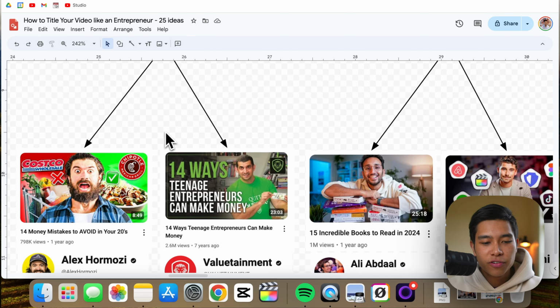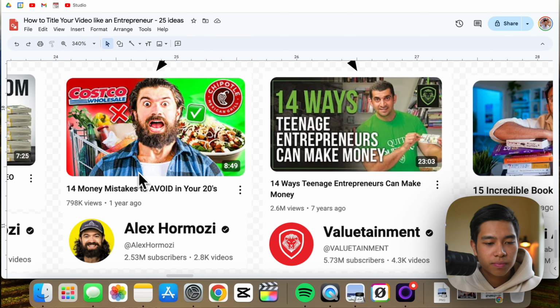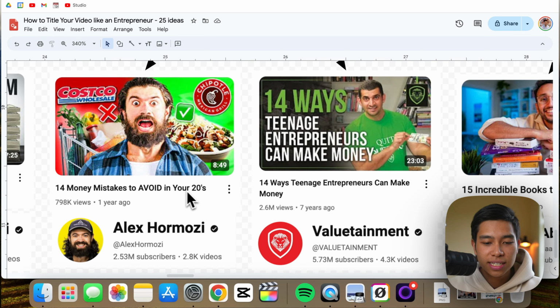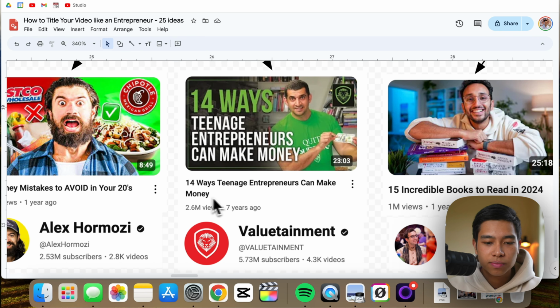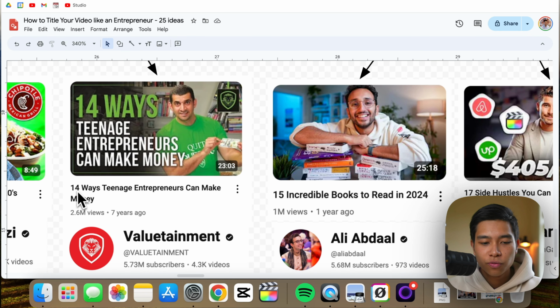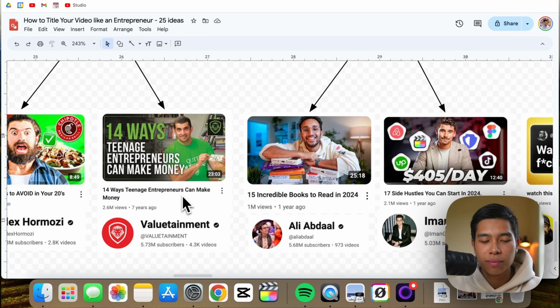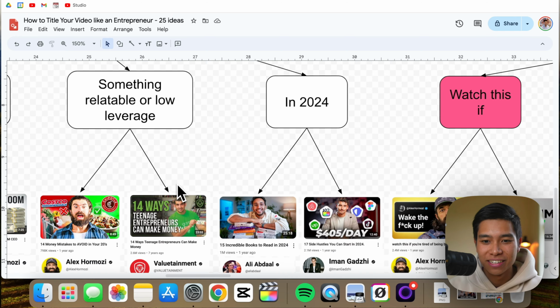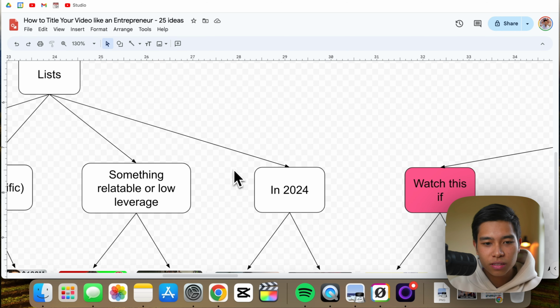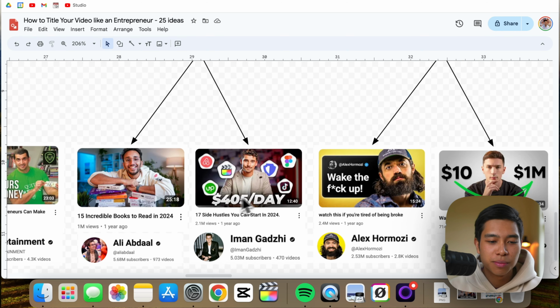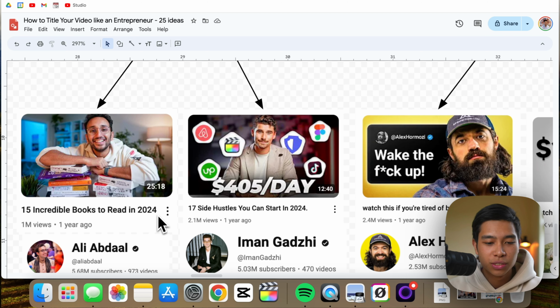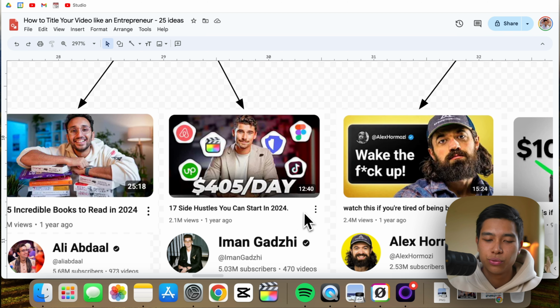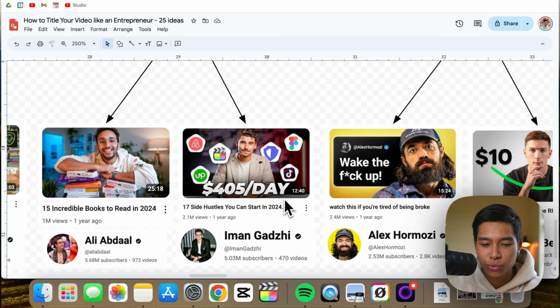Something relatable or low leverage again. So 14 money mistakes to avoid in your 20s. So in your 20s, broad audience or relatable. 14 ways teenage entrepreneurs can make money. So that's relatable to teenagers at least. All right. Now we've got in 2024, very simple list in 2024. 17 side hustles you can start in 2024.